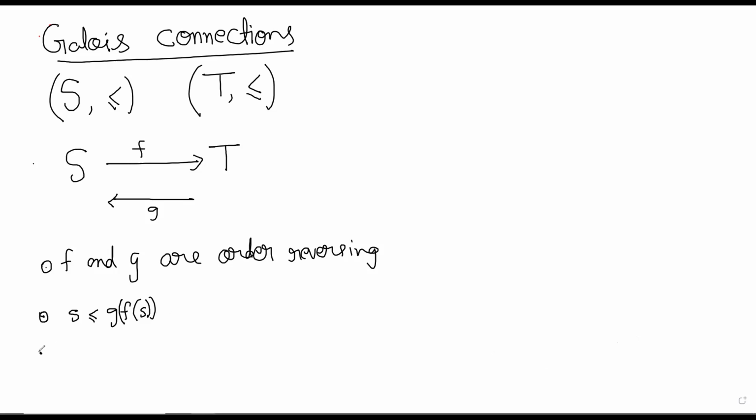So similarly, we have the other property. So these are the properties. There is the other property, obviously, where T is less than or equal to f of g of T. Can we just see this in the same example? That is the question. So let's see.